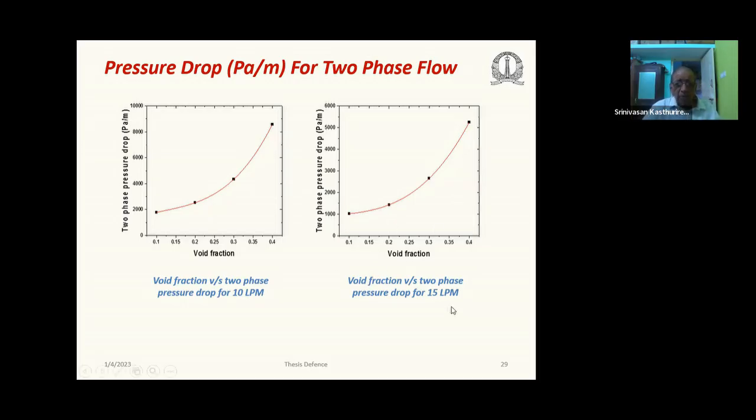Similarly, in the case of 50 liter per minute, you can see clearly that the two-phase flow pressure drop for the 15 liter per minute case is somewhat smaller for the same void fraction. Here, for example, for the void fraction 0.4, it is around 5,500 or so, whereas here, for the same 0.4, the value is around 9,000. Okay, so 9,000 Pascal per meter. The reason for this is one is a smaller diameter pipe, another is a larger diameter. So for a larger diameter pipe, obviously the pressure drop is somewhat lesser.